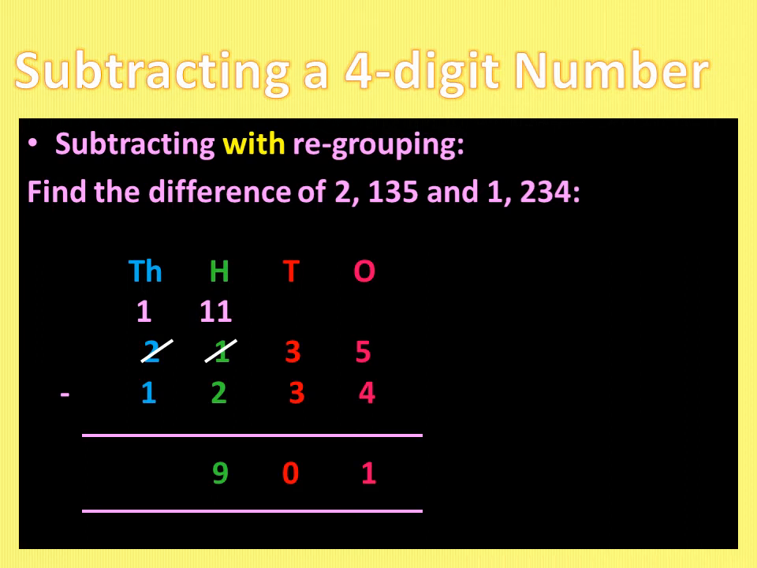Okay, so when one borrows from 2, it becomes 11. 11 minus 2 is 9, so we write 9. Now the 2 at thousands place is now left to be only 1, because 8 has gone to the hundreds place, so now 1 minus 1 is 0. So now our answer comes out to be 901.